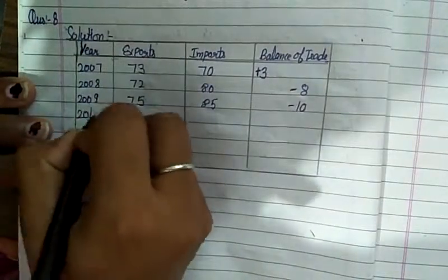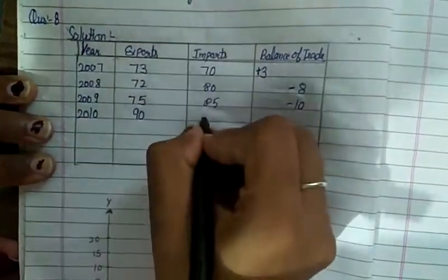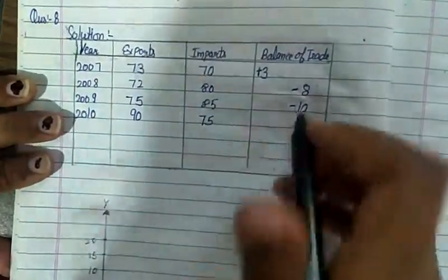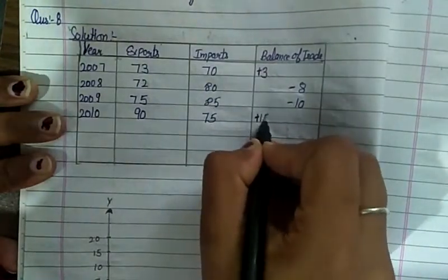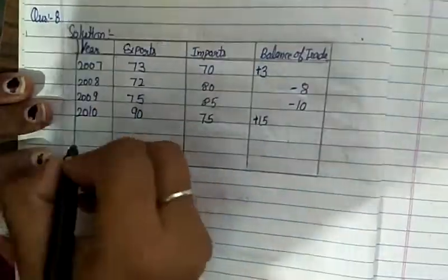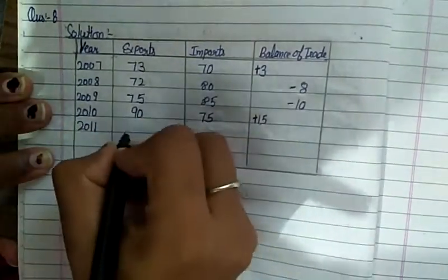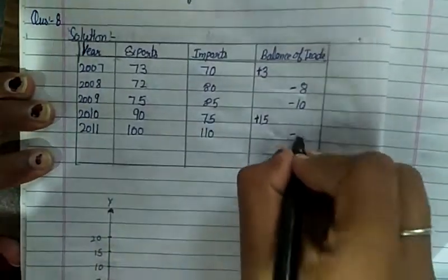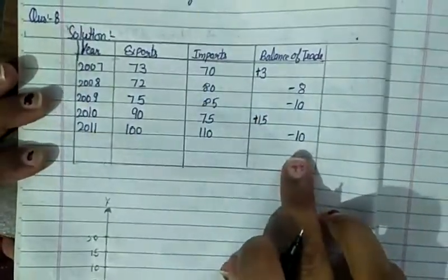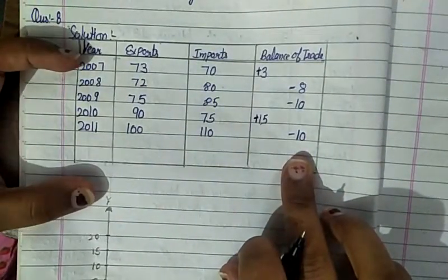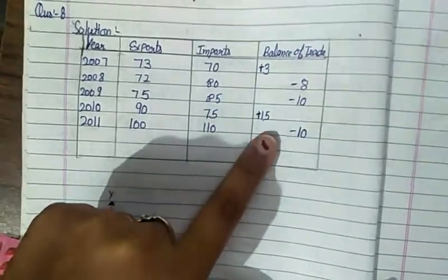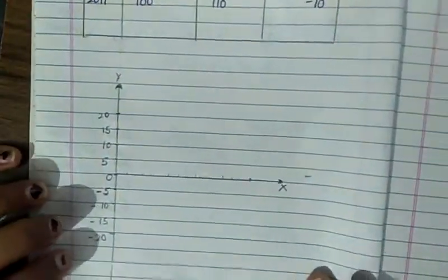In 2010, 90 is export, 75 import. This shows, students, that exports are more than imports. This shows surplus in balance of trade, 15. And the last, 2011: exports are 100, imports are 110. So it shows negative, that is deficit in balance of trade. Clear, students, how we calculate the deficit and surplus from import and export? Now we will present this data on a graph.